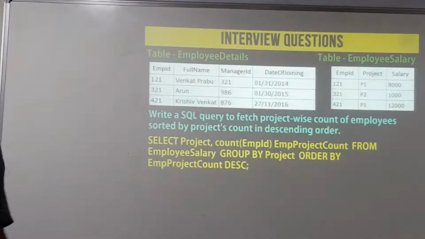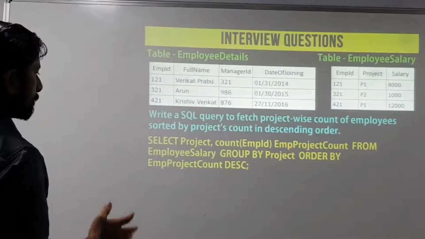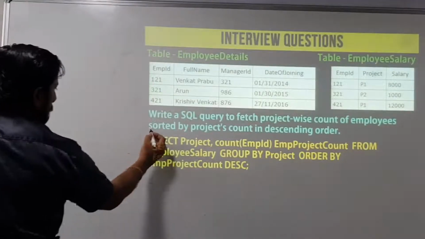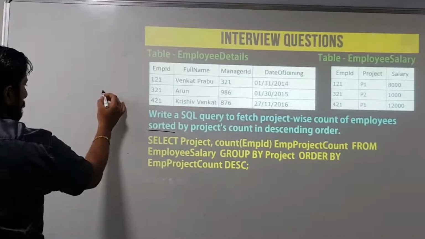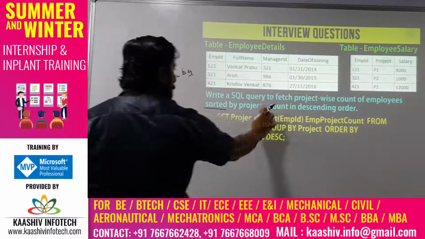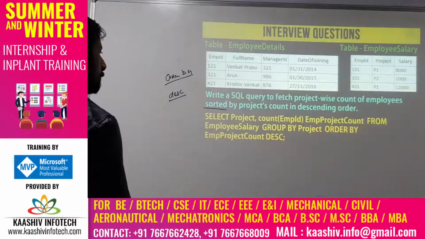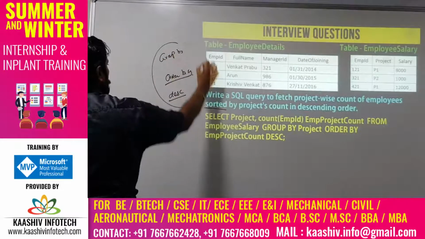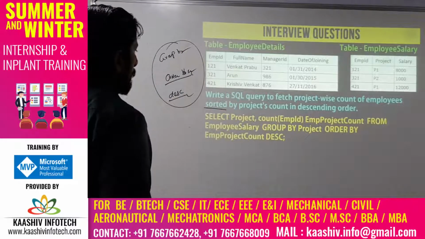Write a SQL query to fetch project wise count of employees sorted by project count in descending order. So this is the one they gave. If the keyword is sorting, automatically you should use order by. Projects count in descending order, so you have to use the descending keyword. Project wise count, obviously we need group by. So you need order by, group by and descending, everything in a single query.